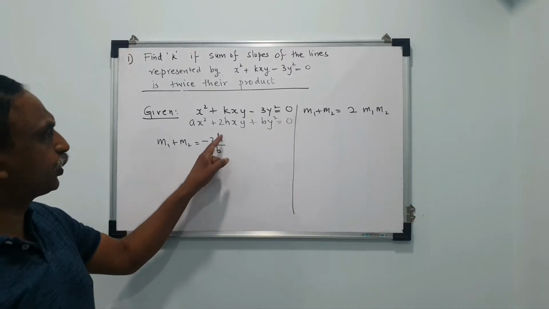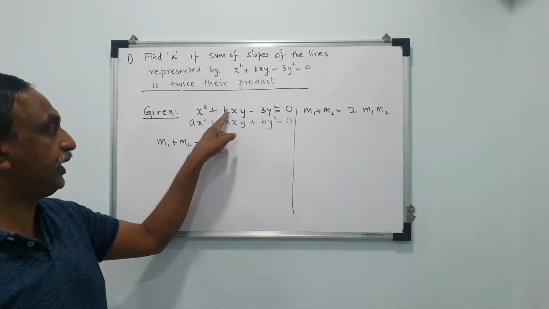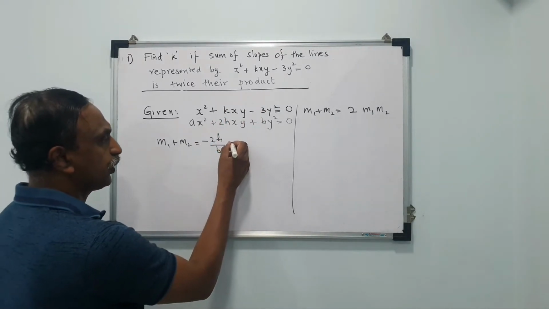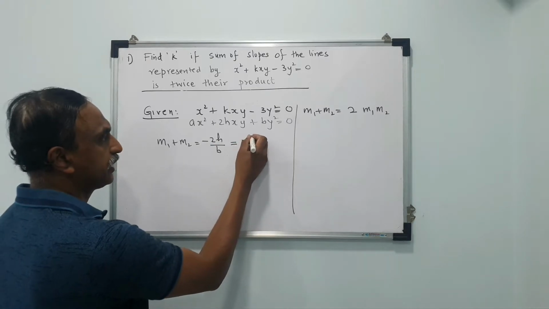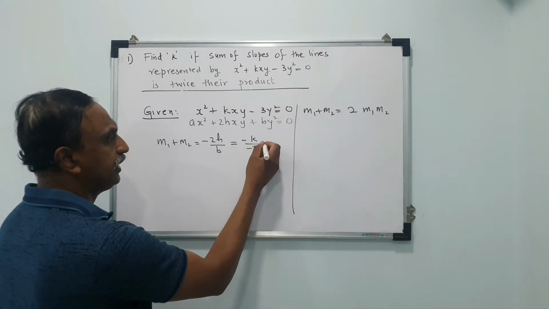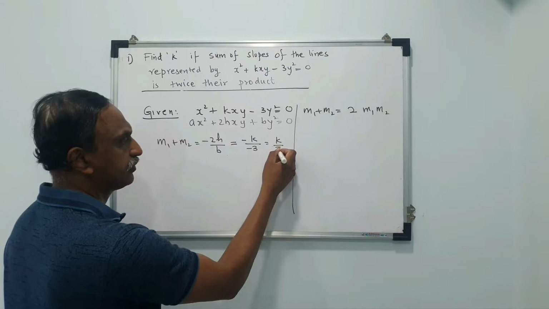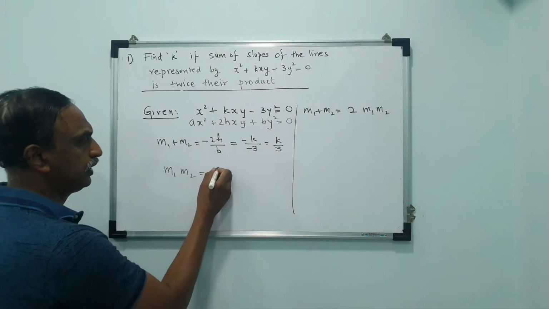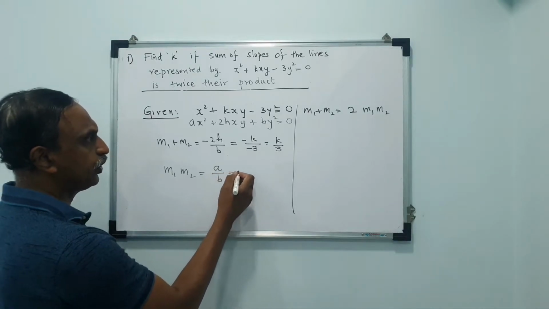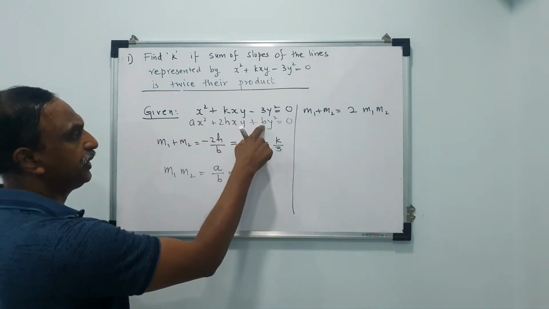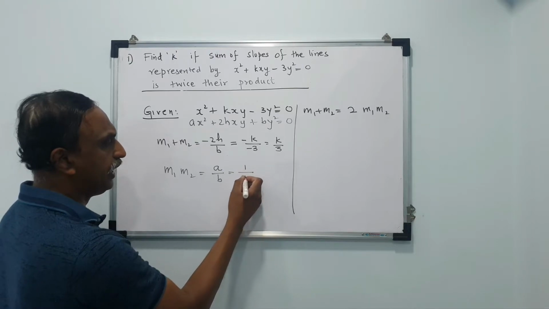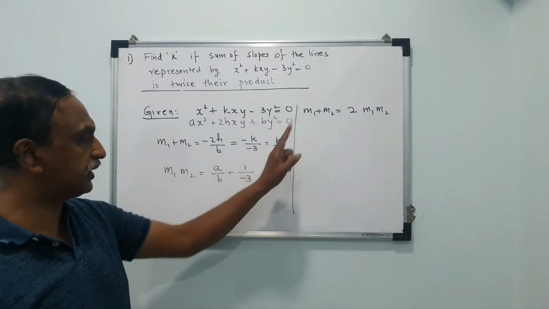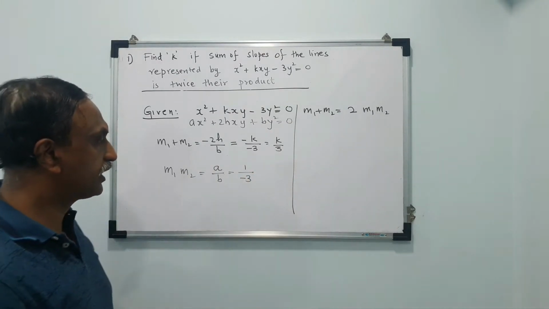So what is the value of 2h? It is the coefficient of xy. It is k. What is the value of b? It is minus 3. So your formula is minus k upon minus 3, which is k by 3. And product of the slope, m1 into m2, is a by b. So a here is 1, b here is minus 3, so 1 upon minus 3. So I have got sum of the slope is k by 3, product of slope minus 1 by 3.